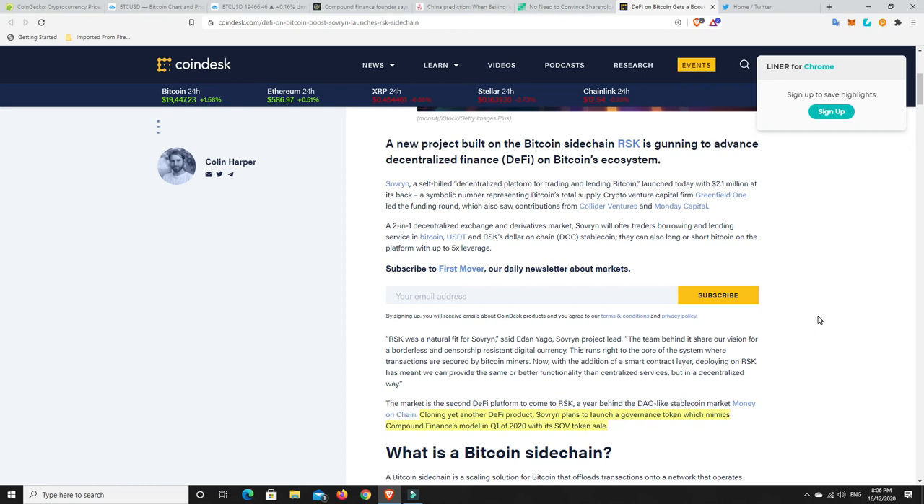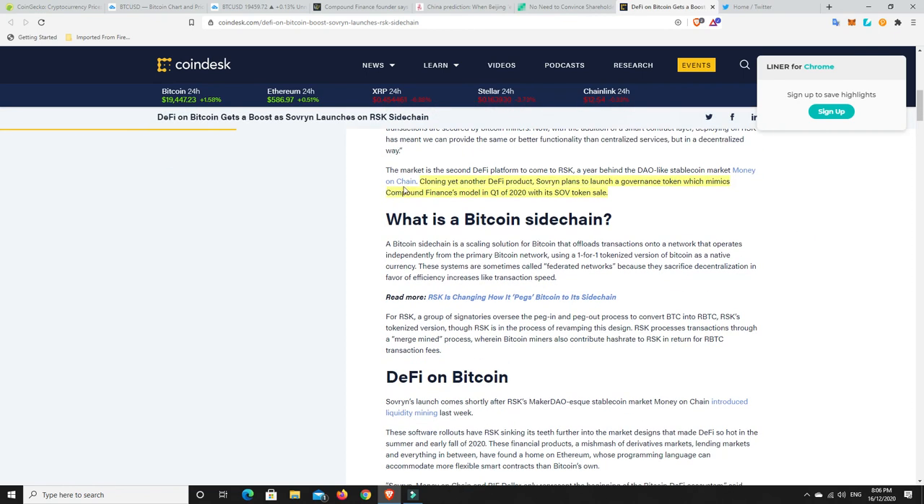But here's what I find a little bit disappointing. Cloning yet another DeFi product, Sovereign plans to launch a governance token which mimics Compound Finance's model in Q1 of 2020 with its SOV token sale. So again, it would have been nice if they had come up with something new and not just copied what has already been done.